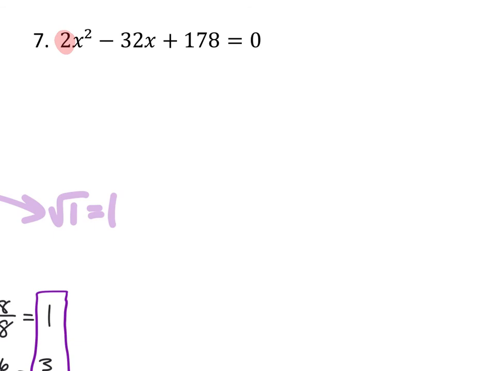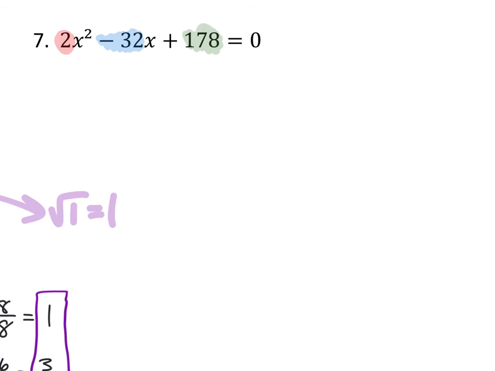A is 32. A's are always next to x squareds. 2. Okay, what's B? Negative 30. Negative 32. And what's C? 178. Very good.